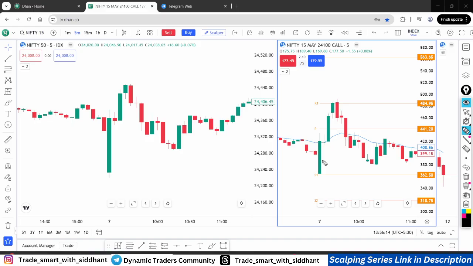This was the pros. What is the cons? You entered in early trade, in early momentum, in running candles, and as soon as you entered, it went straight below your entry level. What will you do? Will you stay in hope that it will go again above your entry level?